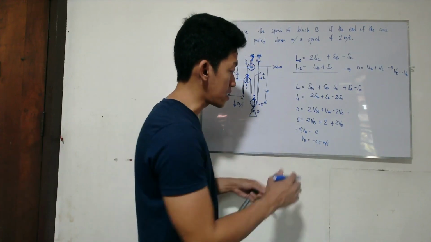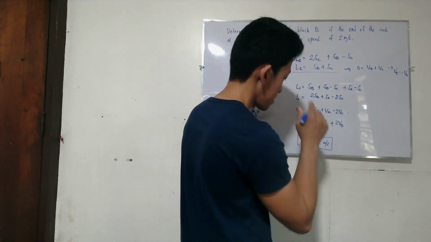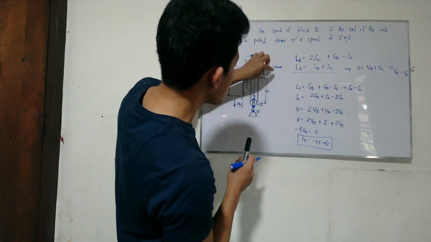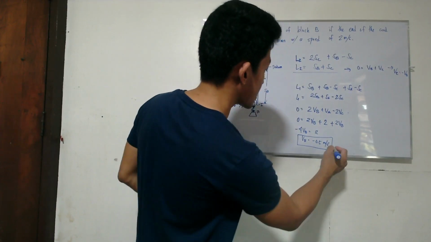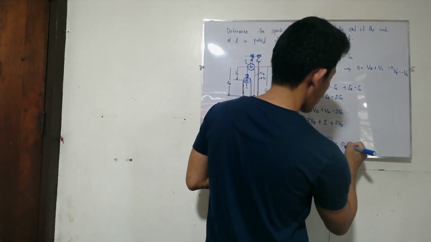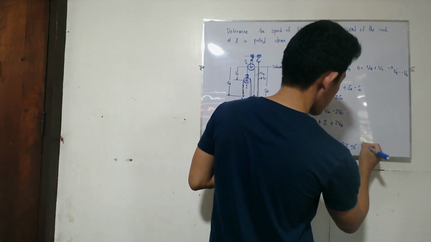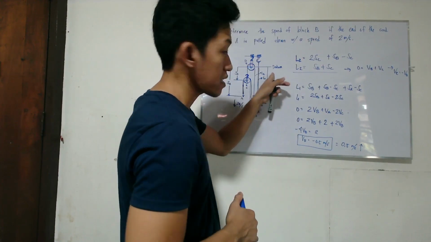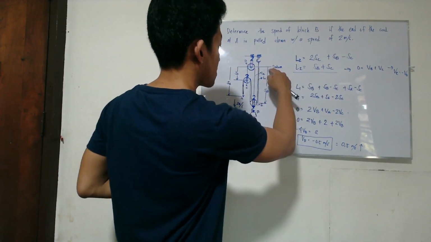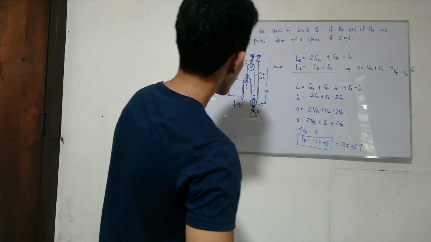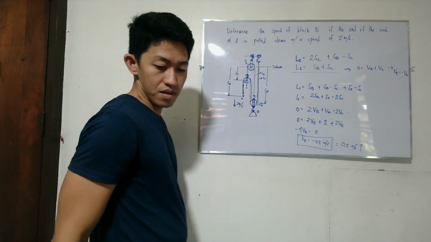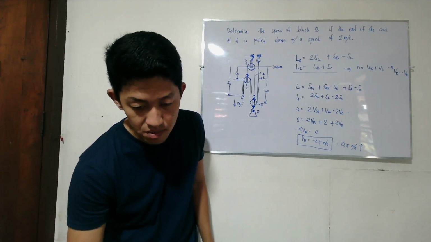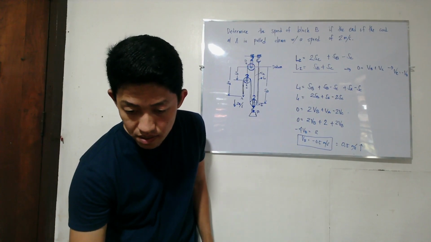What does this mean? Since positive B is going downward, the negative means upward. This is equal to 0.5 meters per second going upward. So take note that the position vector is positive going downward. Hopefully, you can solve sample problems like this one.